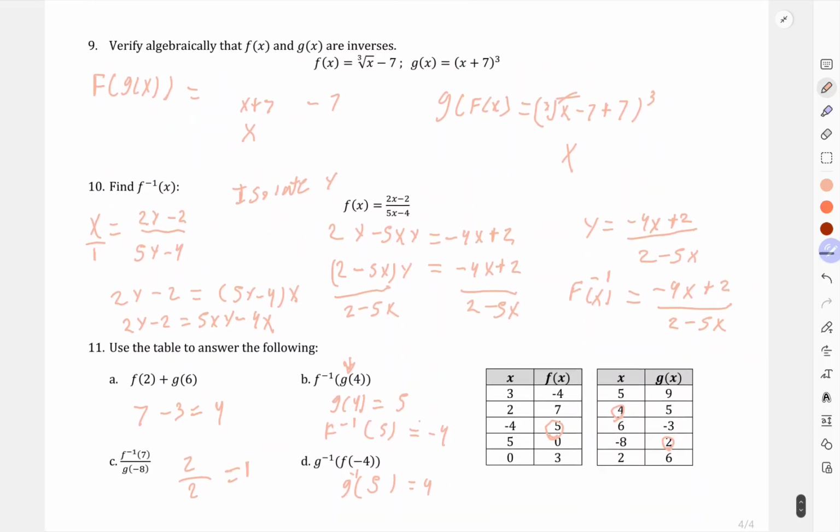That is how you tell tables. One more time. So f of negative 4, we have spotted it here, right? And that is just 5, right? And g of the inverse of 5 is 4. So that's how we found 4.